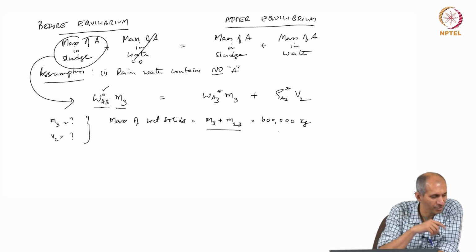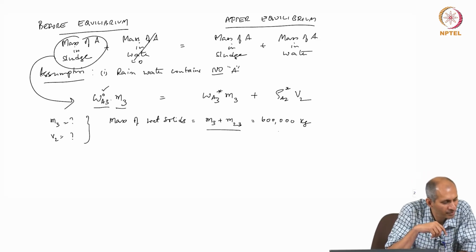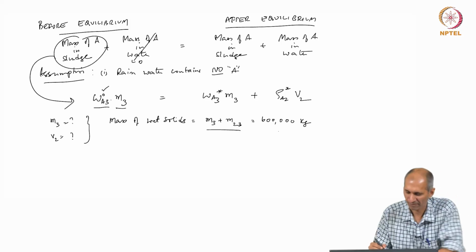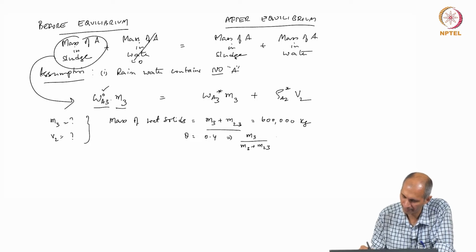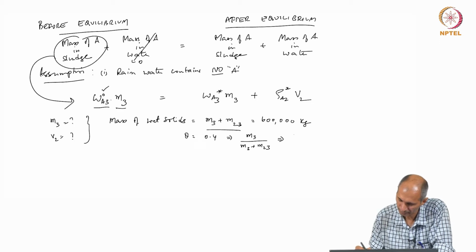I have not given some information. Theta is given as 0.4, which means M3 divided by M3 plus M2 of 3 is given as 0.4.